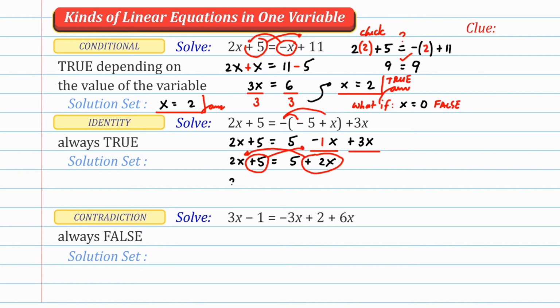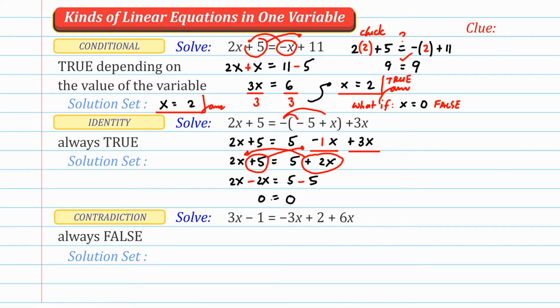What will happen? 2x stays here, and then the former positive 2x, since we transpose it to the left side, will now become minus 2x. Reverse the sign. Then 5 is still here. And then the 5 here, the former plus will now become, when you transpose, minus 5. Sir, what happens? 2x minus 2x, a number subtracted from itself is 0. Nothing is left there. Weird. The 5 minus 5, weird. 0 is equal to 0.